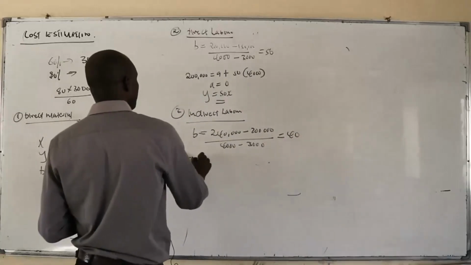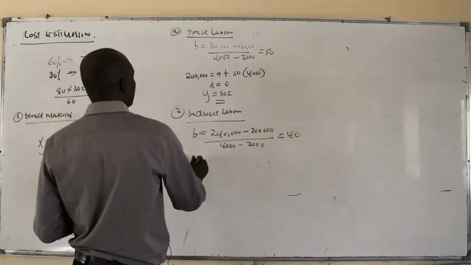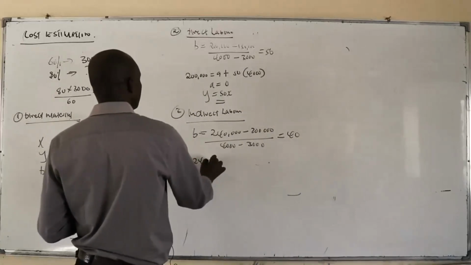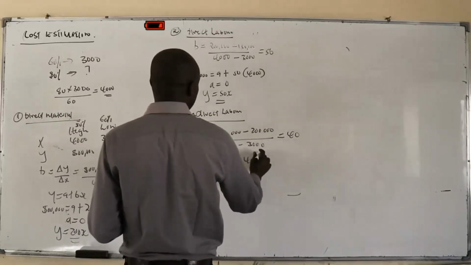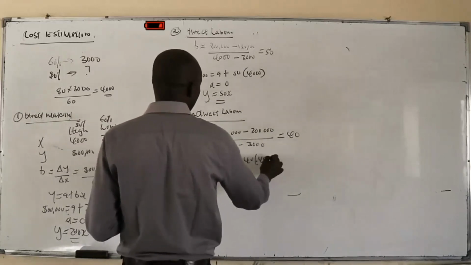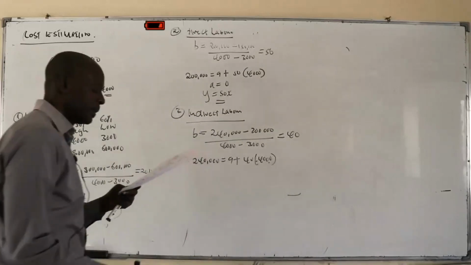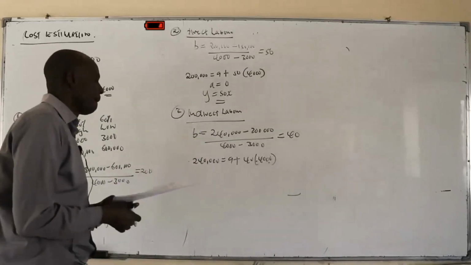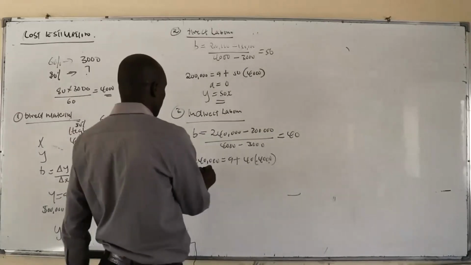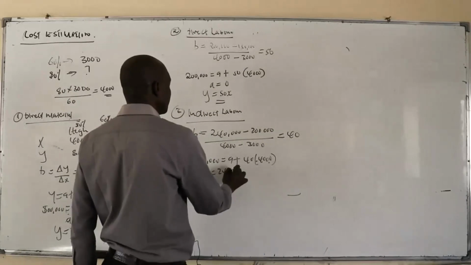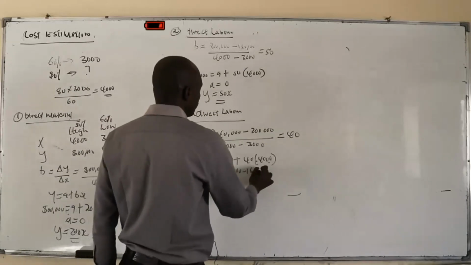Now we get the value of A. We want to get the A. It's going to be 240,000 is equal to A, which we don't have, plus 40 times 4,000, which is 160,000. So A is going to be 240,000 minus 160,000. So that one gives you how much?